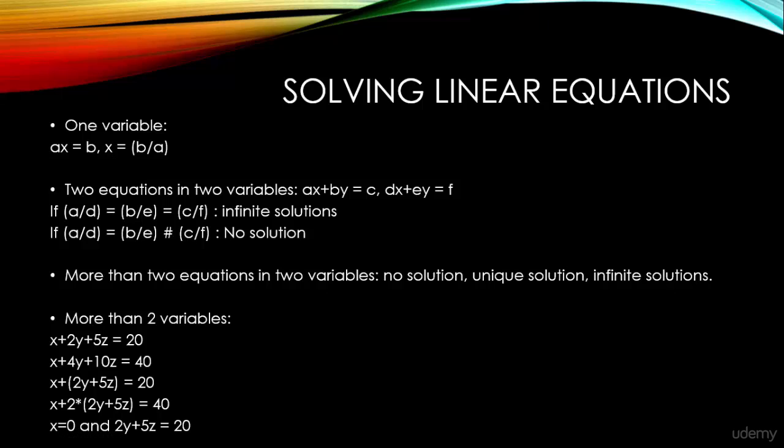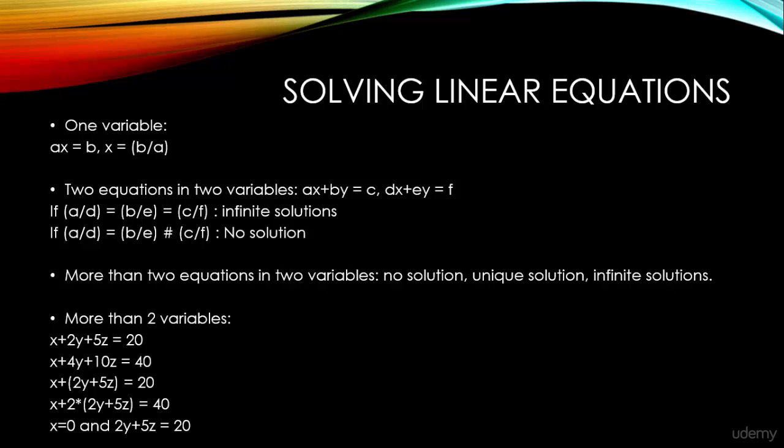One equation in two variables. This is one equation in two variables. This is not enough to determine x and y uniquely. So there can be infinitely many solutions for one equation in two variables. Two equations in two variables. If you have a linear equation in two variables, you need at least two equations to solve for both variables.